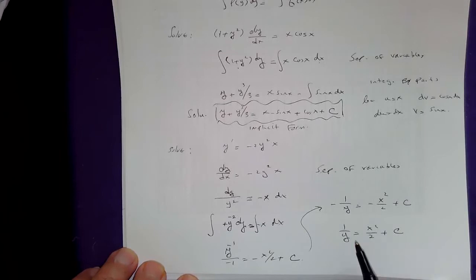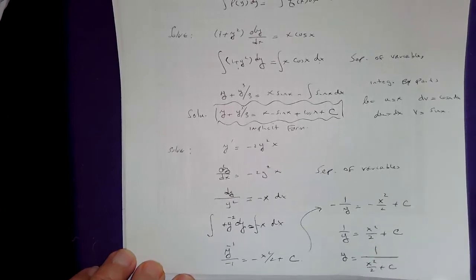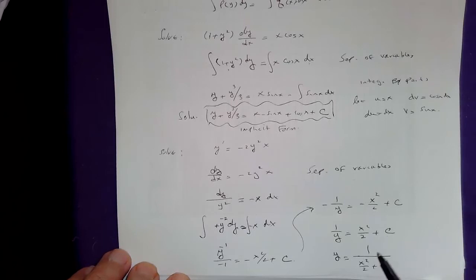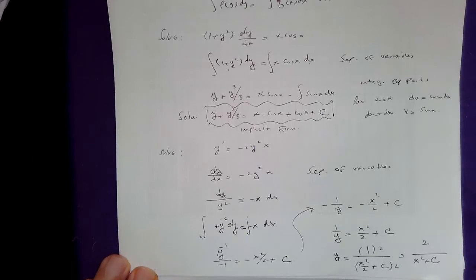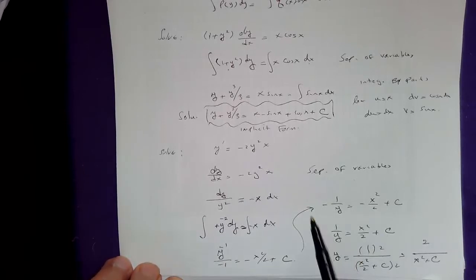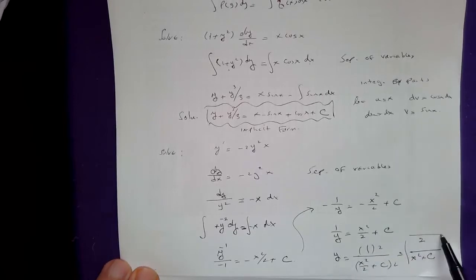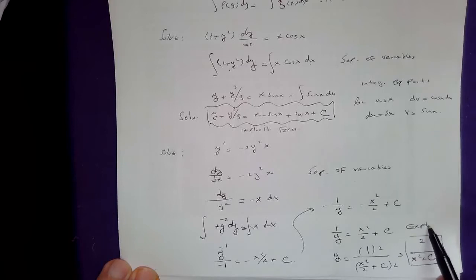So now you would reciprocate this. y is equal to 1 over all of these. Do you see it? Then you can make it look nice, multiply the top and bottom by 2. So you would end up with 2 over x squared plus c. So we still got a c. So either of these answers are correct. But sometimes they want you to express the answer in explicit form. So this is explicit form, correct? Explicit form.